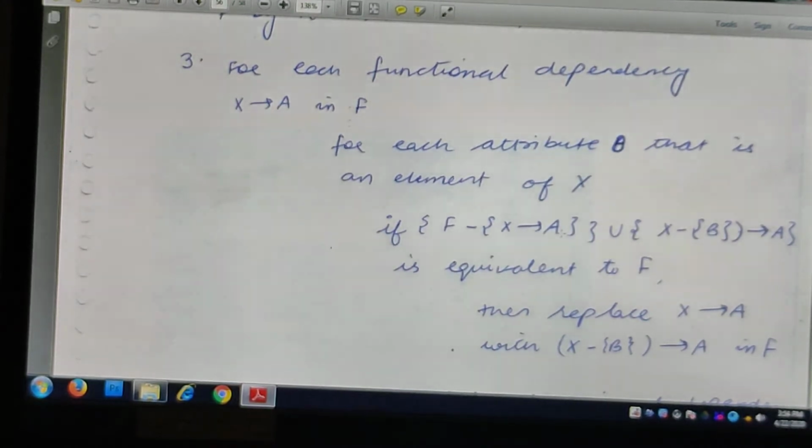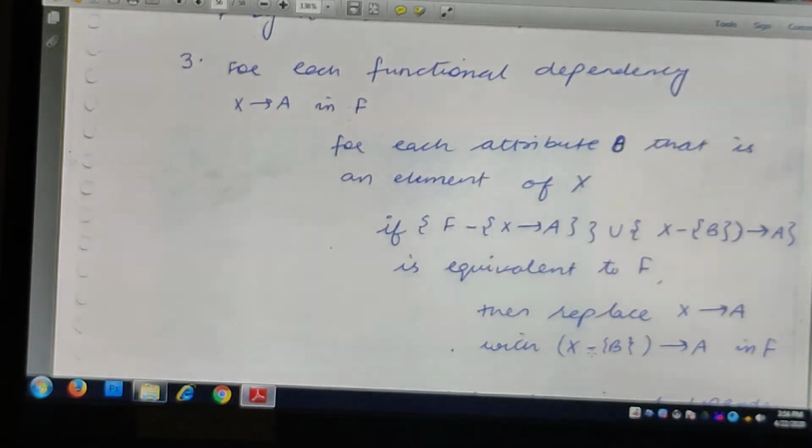Now I have added d to a, the new functional dependency. If I can do this, if I can still retain the earlier set of functional dependencies, then we can remove b. So it is saying that we should replace this x to a with x minus b to a in F. If we can do so, then we will say that b is the extra attribute on the left side of my functional dependency.